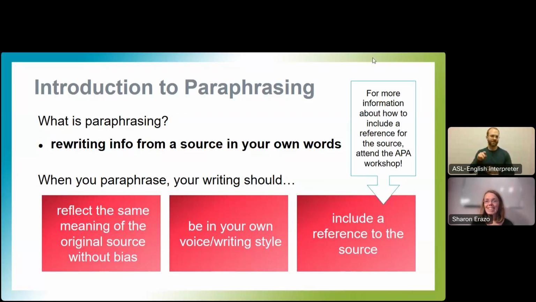As a side note, next week in our workshop, we will be doing a workshop on referencing and citing sources using the APA style. So you're welcome to attend our workshop next week for some details on that.